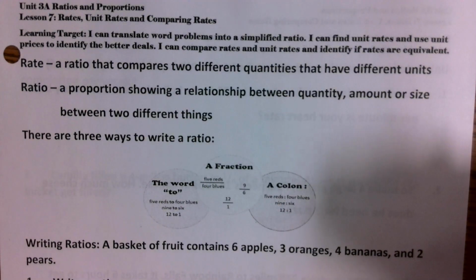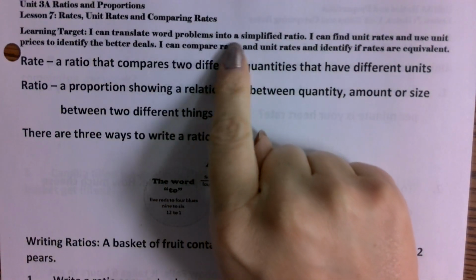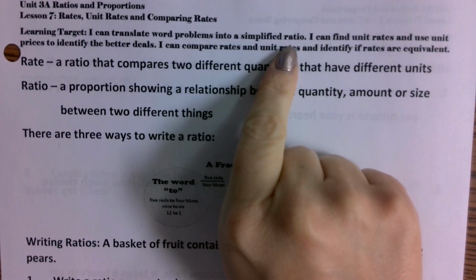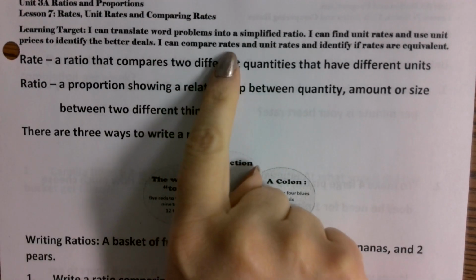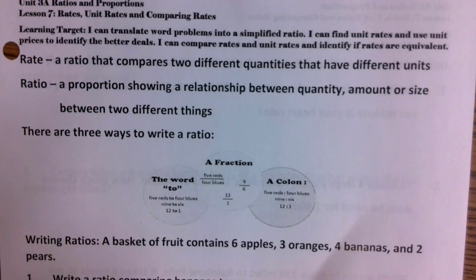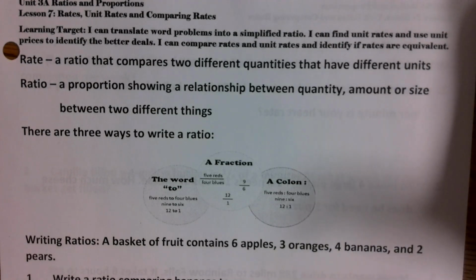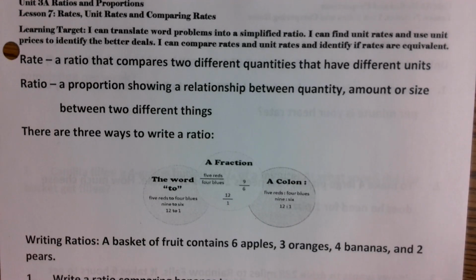So today's learning target: I can translate word problems into a simplified ratio. I can find unit rates and use unit prices to identify better deals. And I can compare rates and unit rates and identify if rates are equivalent. There are a lot of I can statements for today because we're taking essentially 3 lessons and squeezing them into one, because they're really, really easy material. So we're compressing these 3 into one.